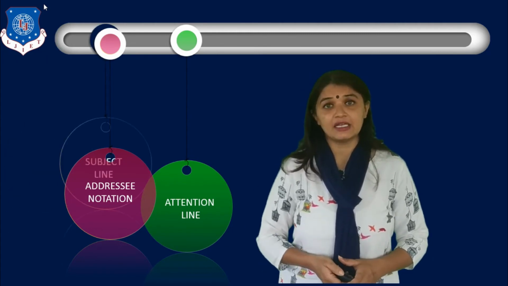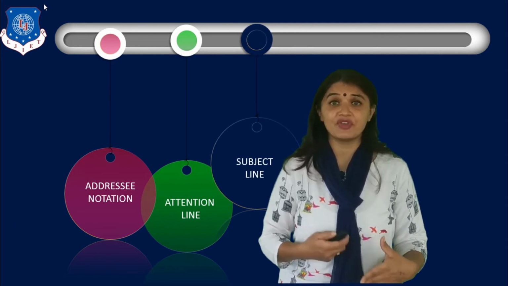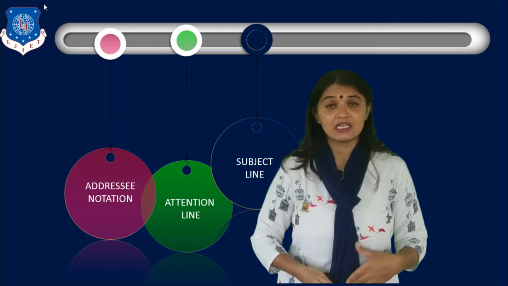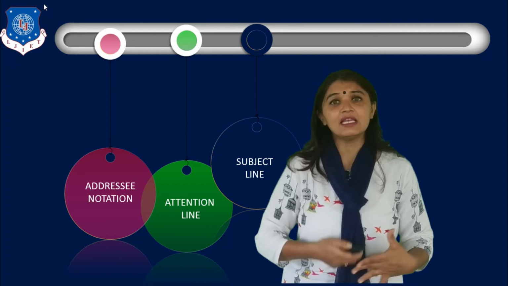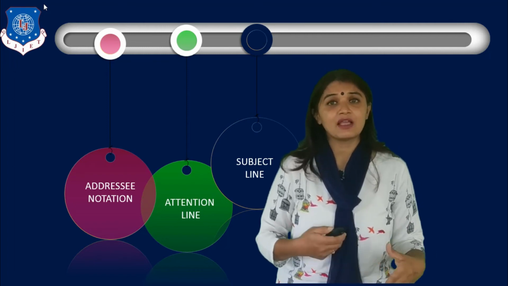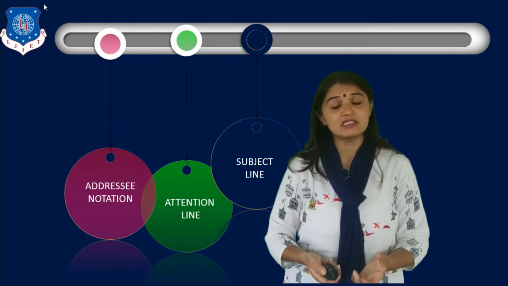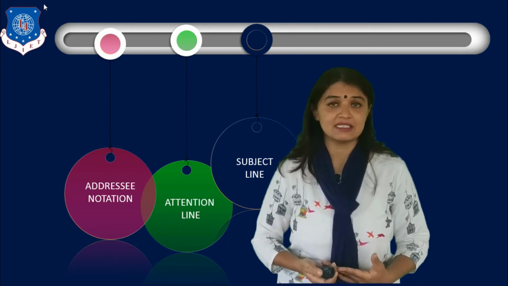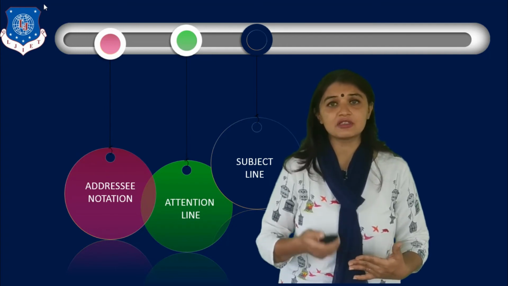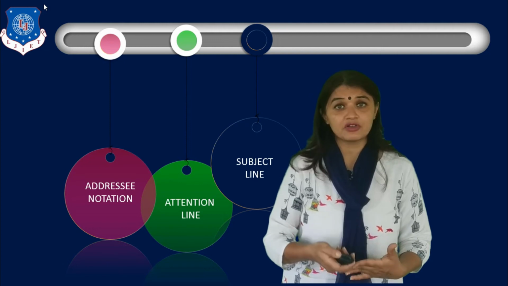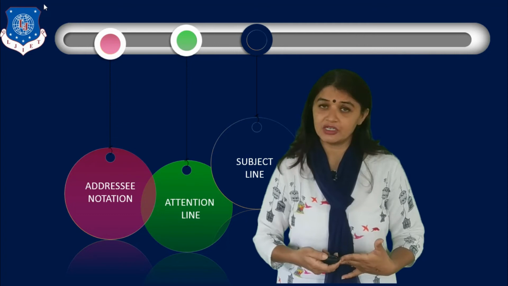After the attention line, there is the subject line. So subject line we all have been using, and it is a very important additional element. Now it is taken as an additional element because sometimes people omit it. But then, as practice says, subject line should not be omitted, because subject line clarifies the content of the business letter. So the subject line is written so that the reader, the person who is reading the letter, will understand what is the content of the letter.